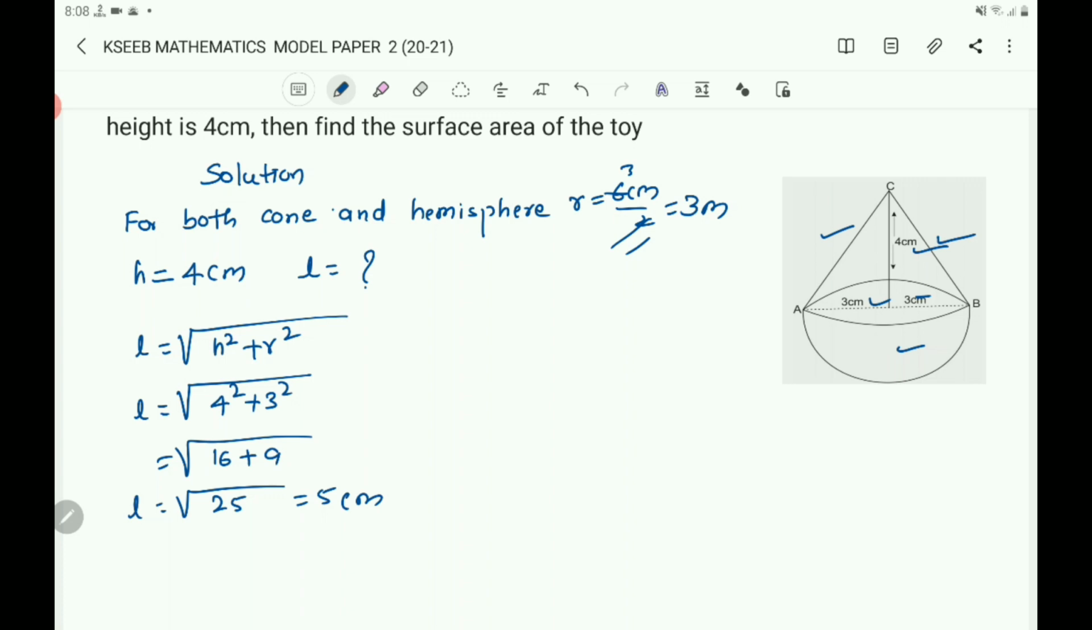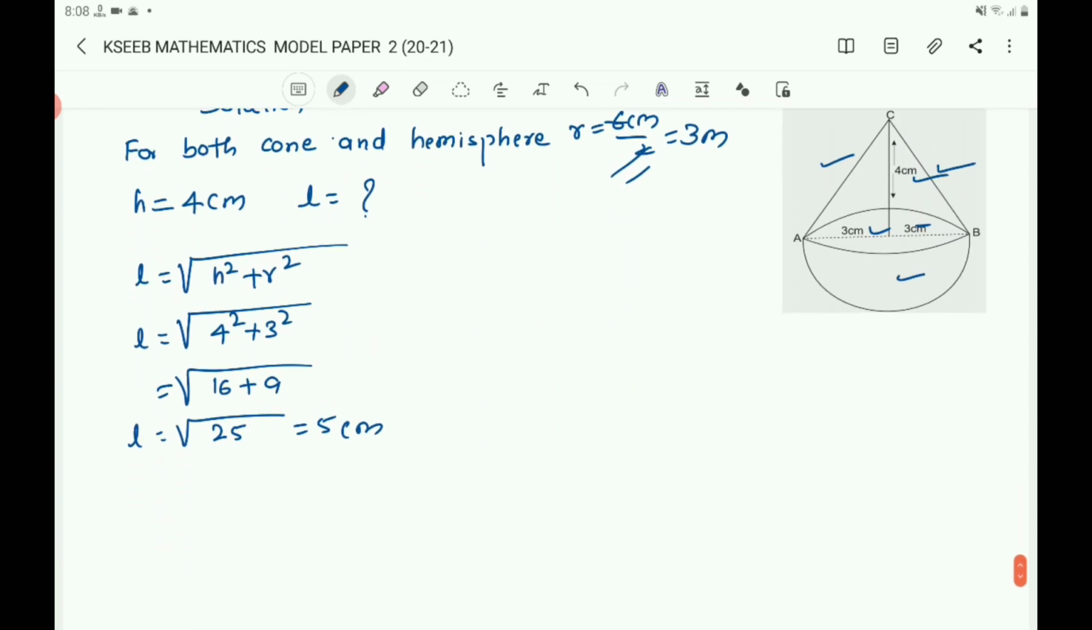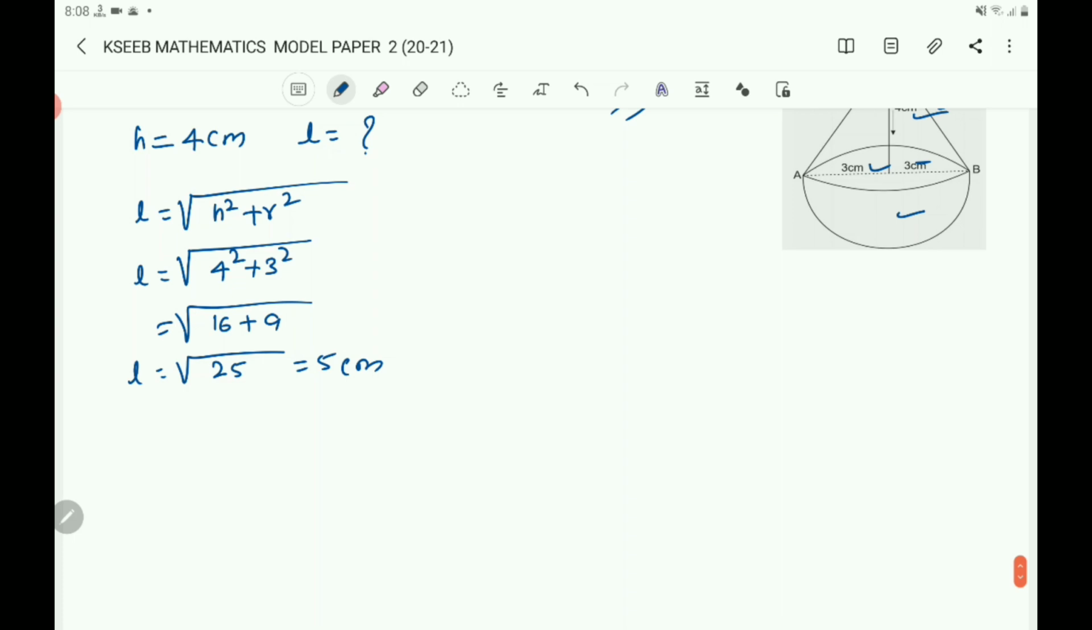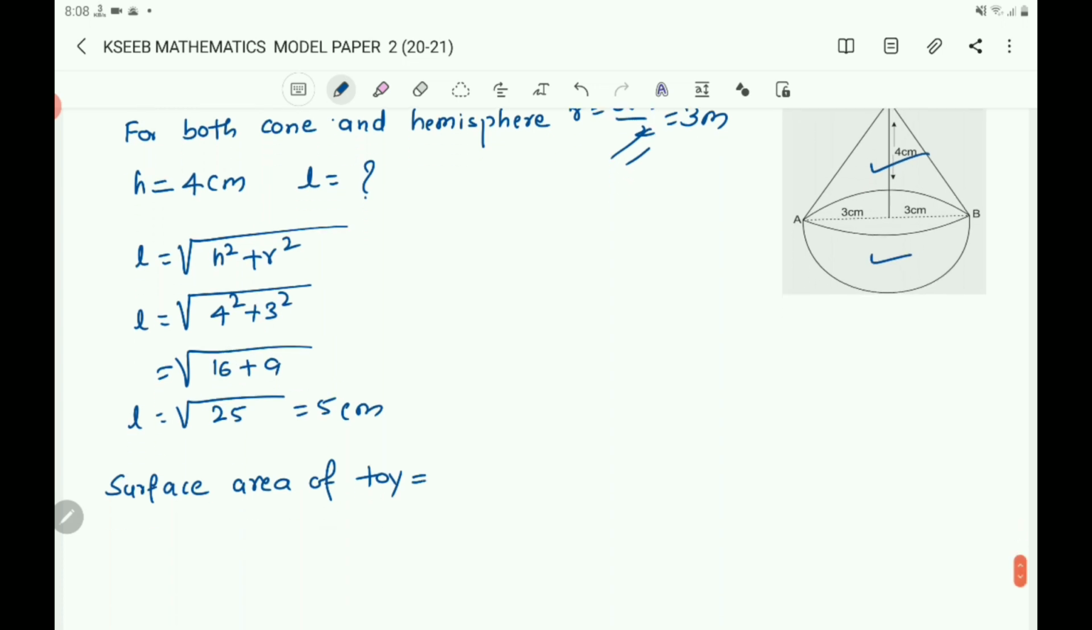L is 5 centimeter. Then write the surface area of the toy. Then what is the surface area of the toy? Surface area of the toy is equal to the sum of the surface area of the conical portion plus the hemispherical portion. So we write CSA of cone plus CSA of hemisphere.